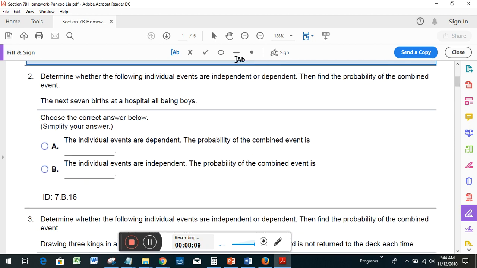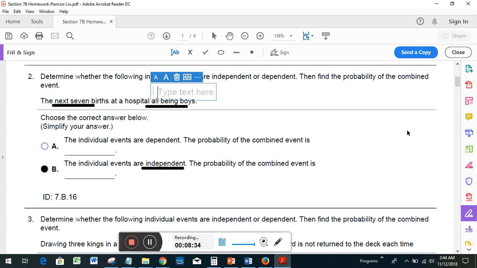Now let's take a look at number 2. So number 2, again, determine whether this is independent or dependent. So they say the next 7 births be all boys. And again, the gender doesn't matter. A boy or girl, they will always have half a chance. So again, the probability stays the same for each gender. So it is independent again. We're going to go bubble in B this time. And for genders, the probability is half. Now in this case here, we have 7 births.